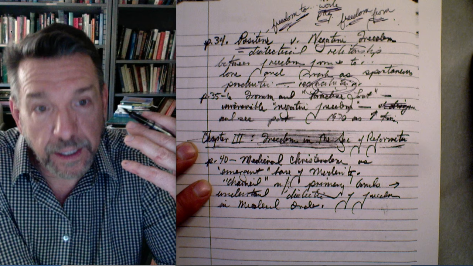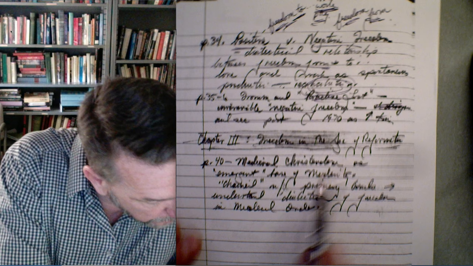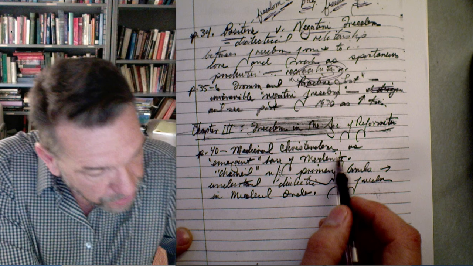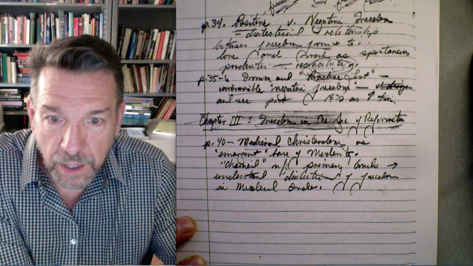Okay. So we'll kind of leave that. So chapter 3 on freedom in the age of the Reformation, again, begins with this notion that medieval Christendom was really limited in its primary and secondary freedom.